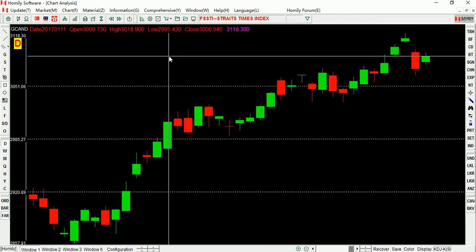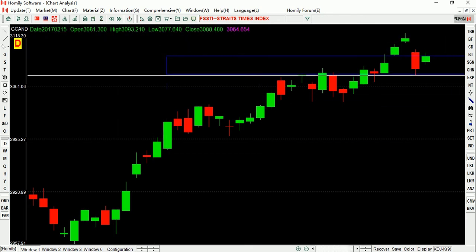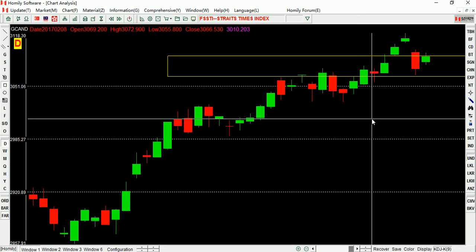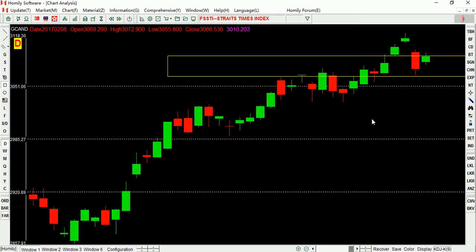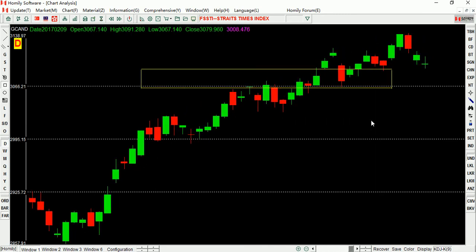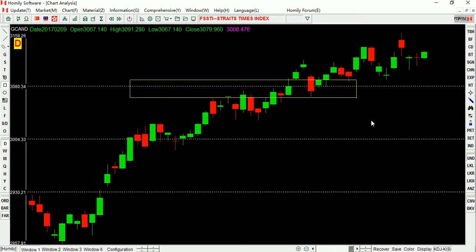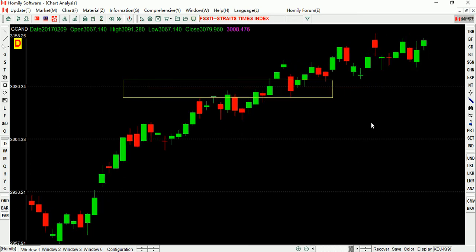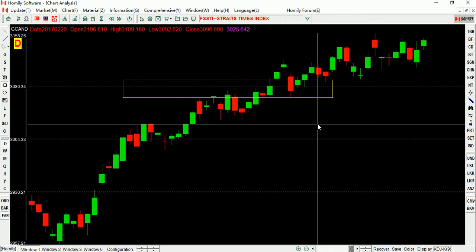We can draw the line, okay? Then you should check whether the price will continue to go up or go down. So we can see the price is still up, right? So what does that mean? You can still keep the stocks. This line can also be regarded as support and resistance. Okay, so we can see the next day.